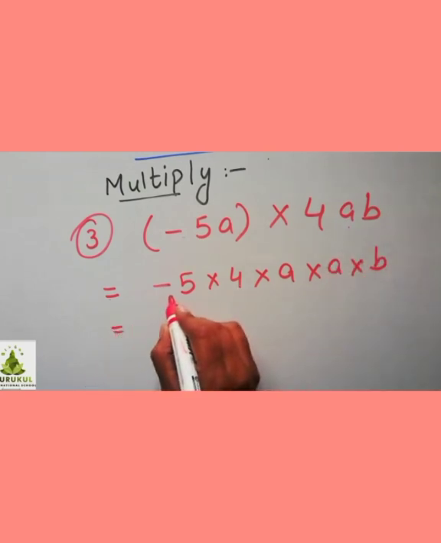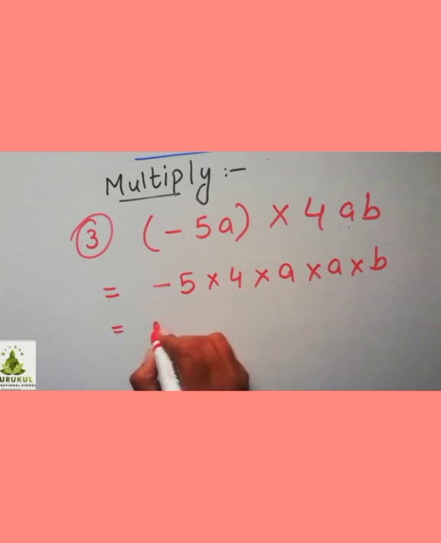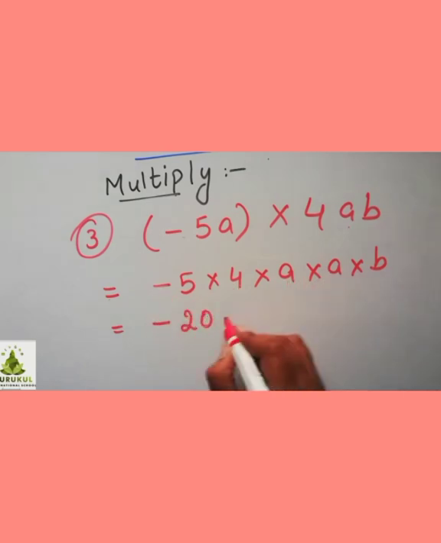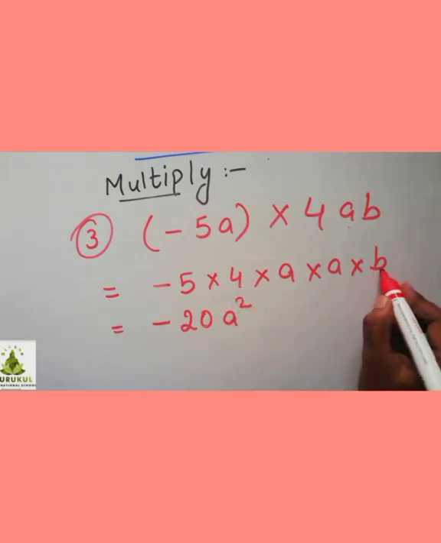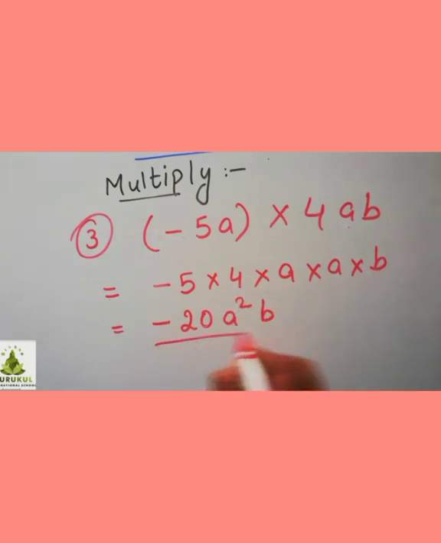Is it clear? So what you are getting here? Minus 5 fours are 20. So minus sign, 5 fours are 20. A into a is a square and b is alone. So as it is. So this is the final answer. Copy down this.